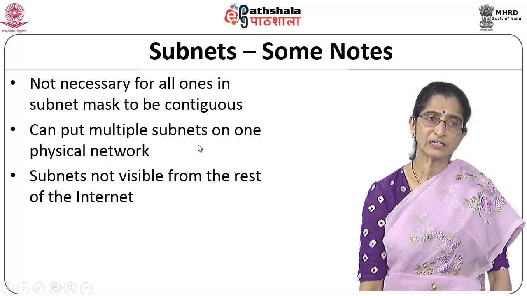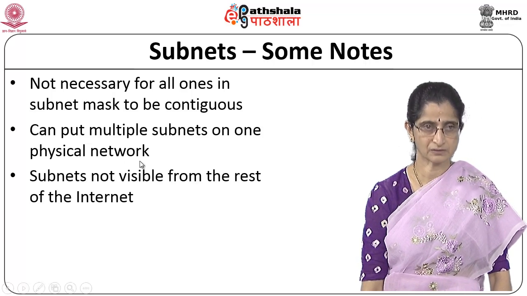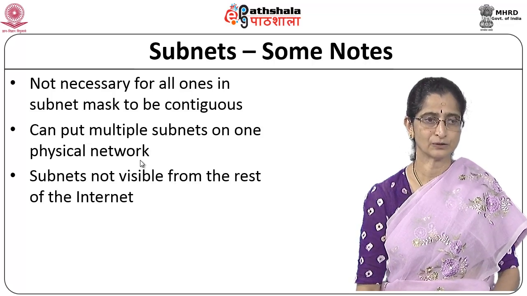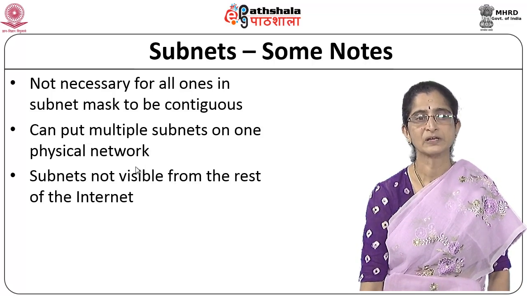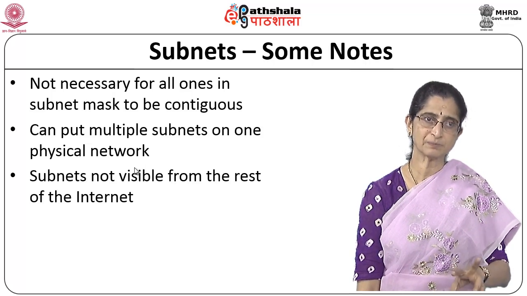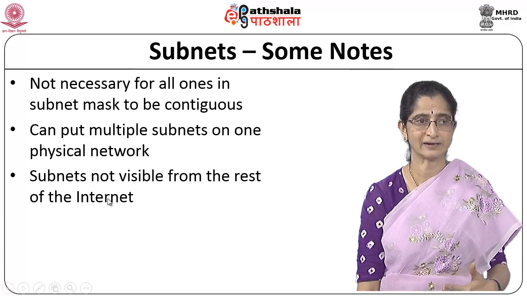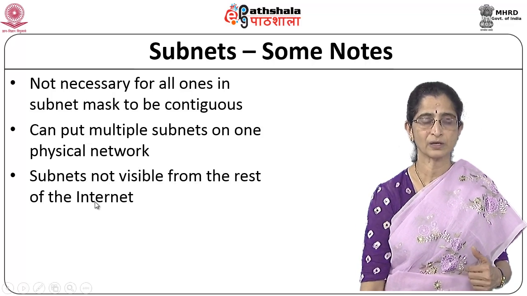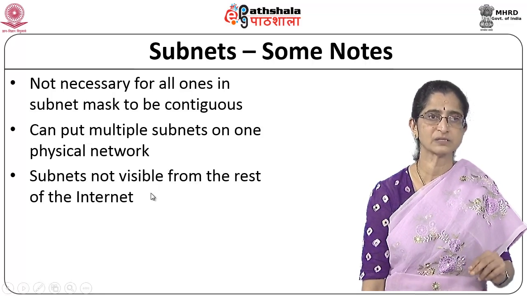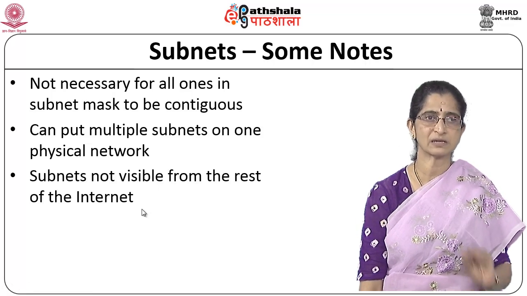And you can also put multiple subnets on one physical network. In fact, in the example that we looked at just now, we had two physically different subnetworks. That is not necessary; it doesn't have to be that way. What we could also do is have multiple subnets belonging to the same physical network. By having different masks, you can identify them. Okay, that is also possible. Another point to note is that the subnets are normally not visible to the rest of the internet. It's only at the local edge router that the subnetting is handled.